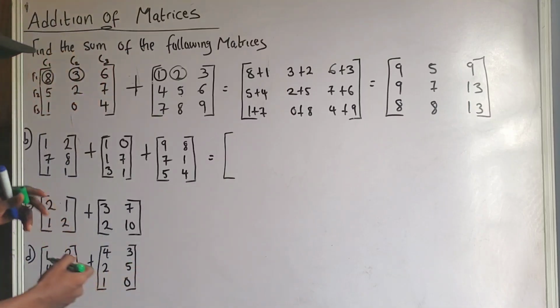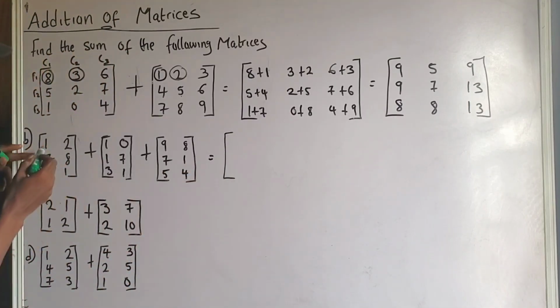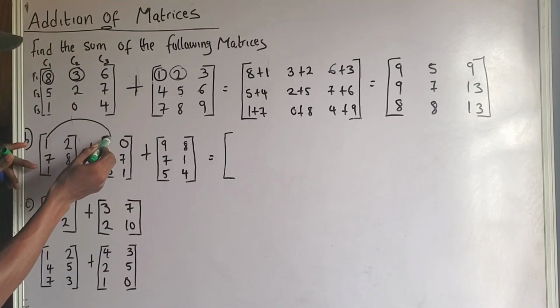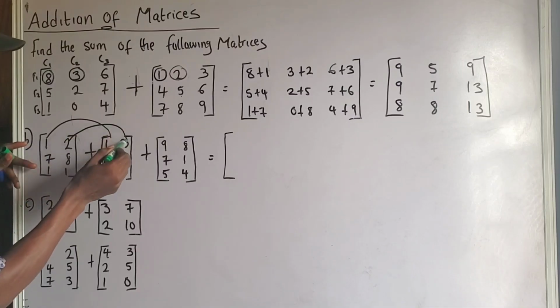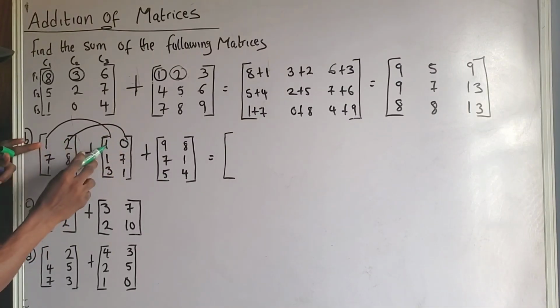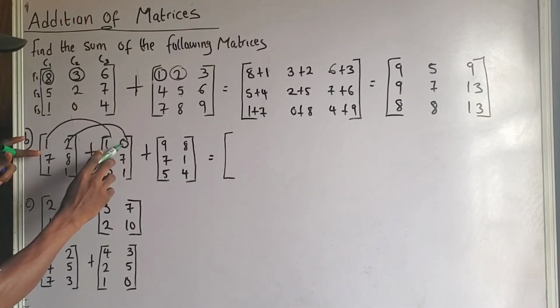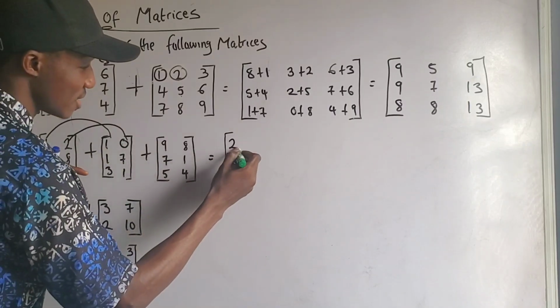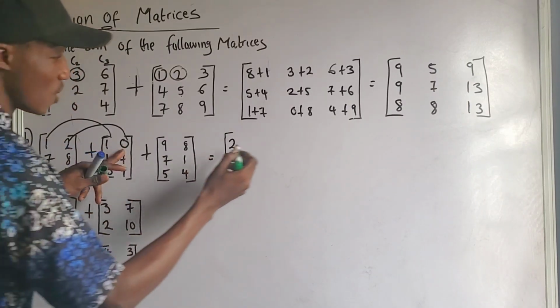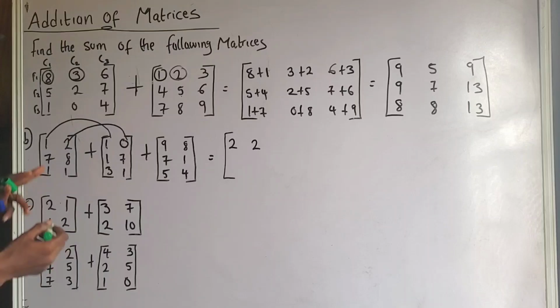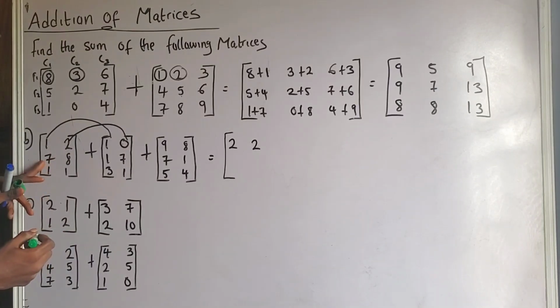First, create something like this. 1 plus 1, this one plus this one. Then this 2 plus this 0. You understand? This one plus this one. Then this 2 plus 0. 1 plus 1 is 2, right? Yes. Then 2 plus 0, that is what? 2. Okay? We are done with the first row. Let us proceed to the second row.